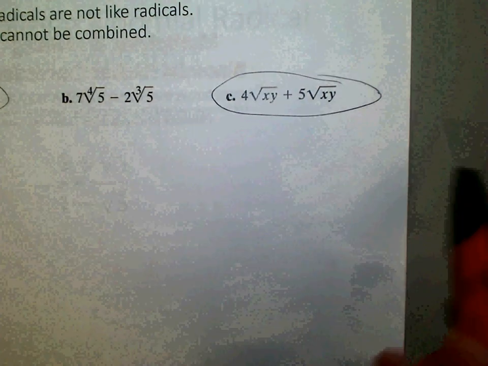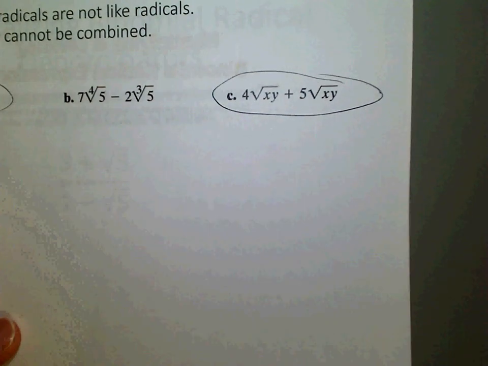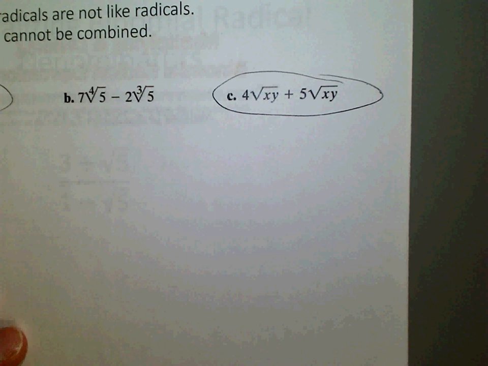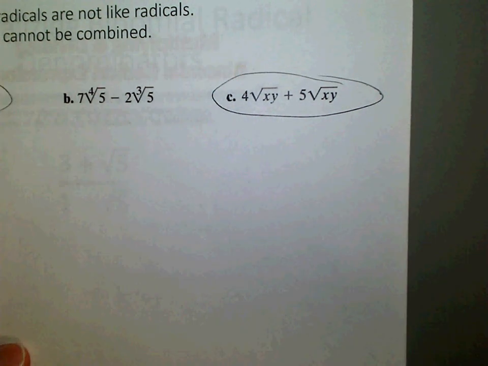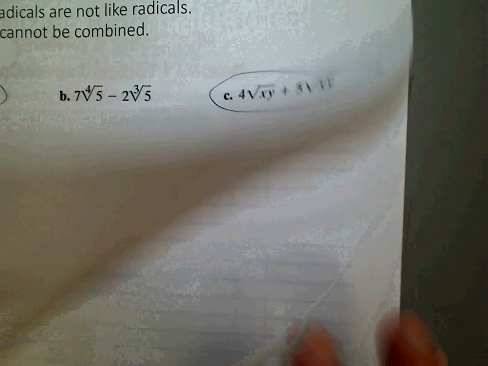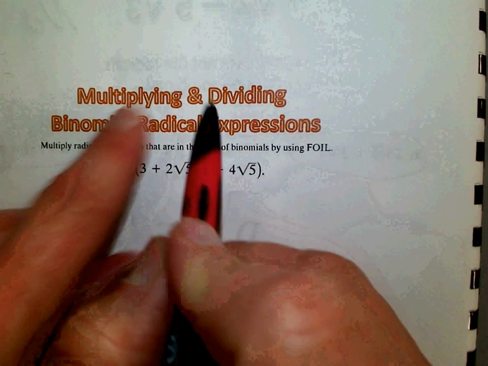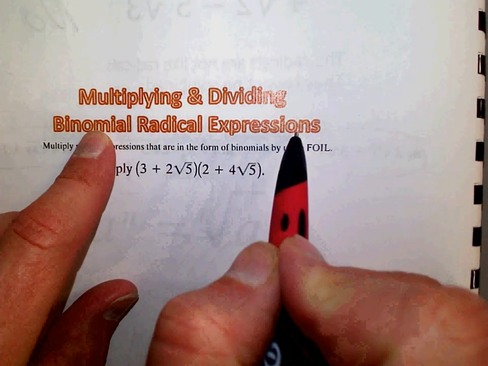So that's a basic understanding. I think it's not a real hard concept to get, but knowing that will allow you to simplify radical expressions. You good with that so far? And then we can also multiply and divide binomial radical expressions.